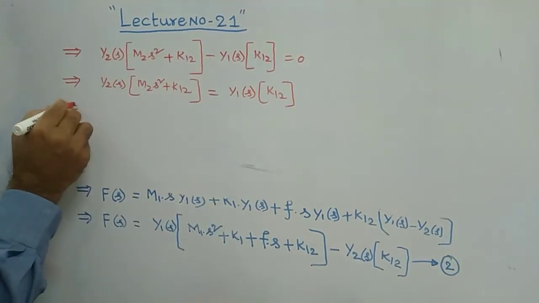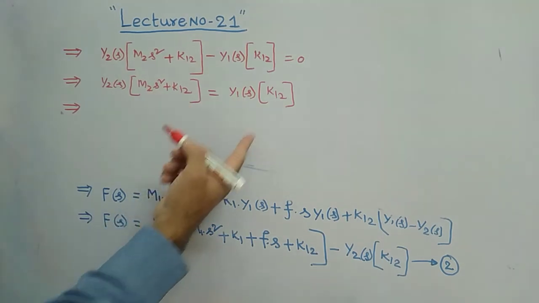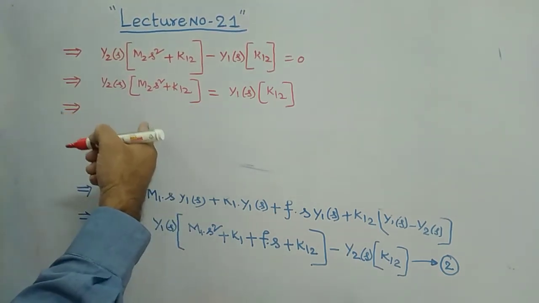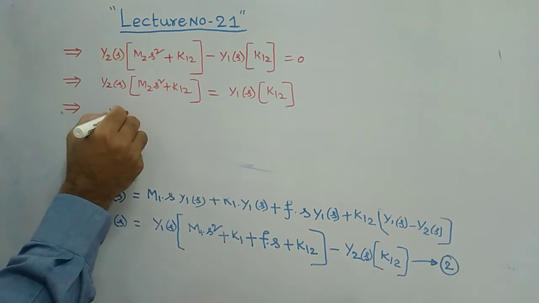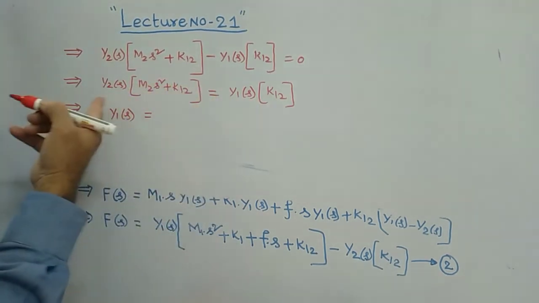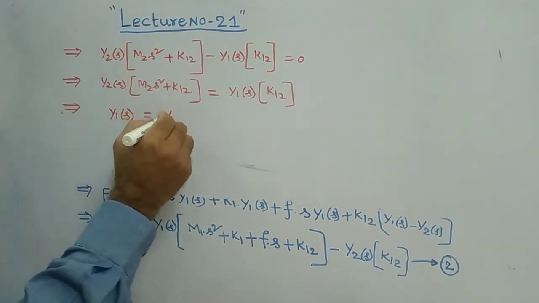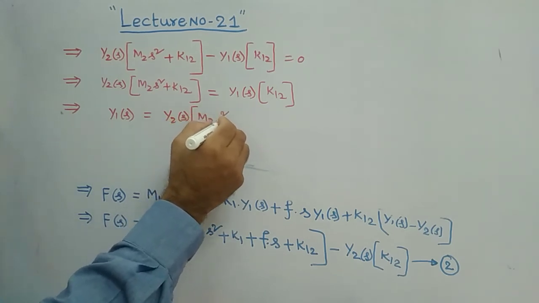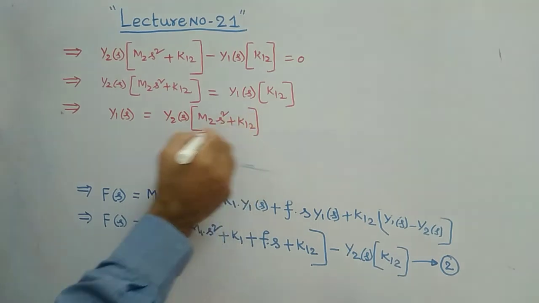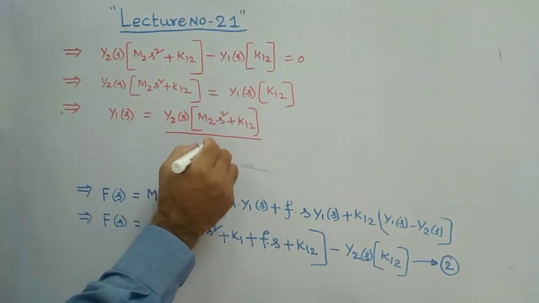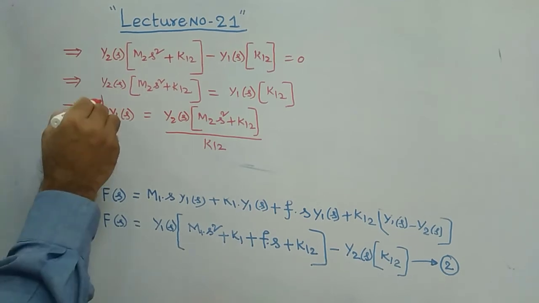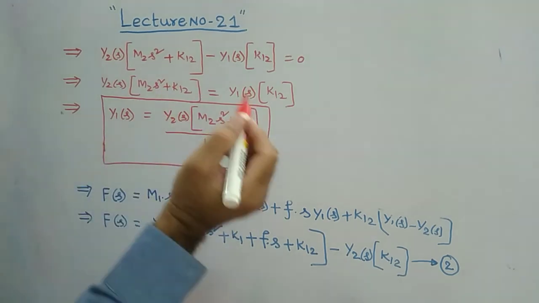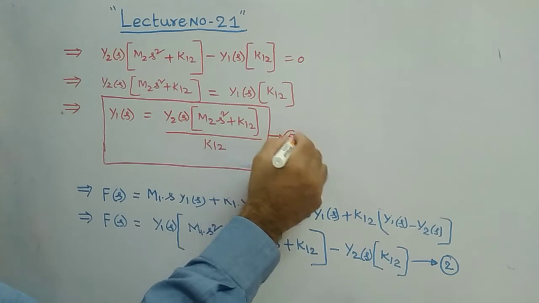This implies, write the value of y1 of s. If you write the y1 of s, then k12, whatever is there, comes to the denominator here. So y1 of s equal to y2 of s, bracket, this will be there as it is, m2 s square plus k12, and k12 comes here. Is it not? This is what your y1 of s. You can call it equation number 5.